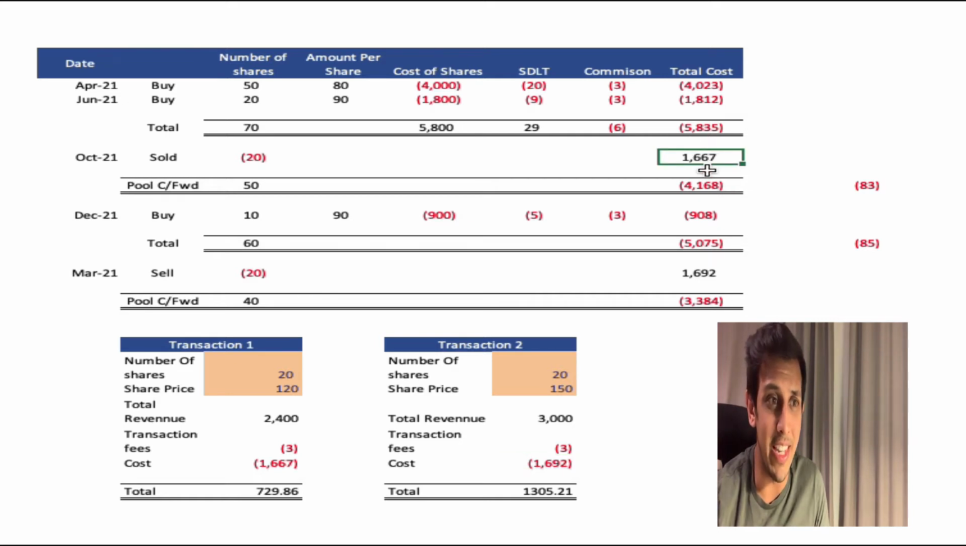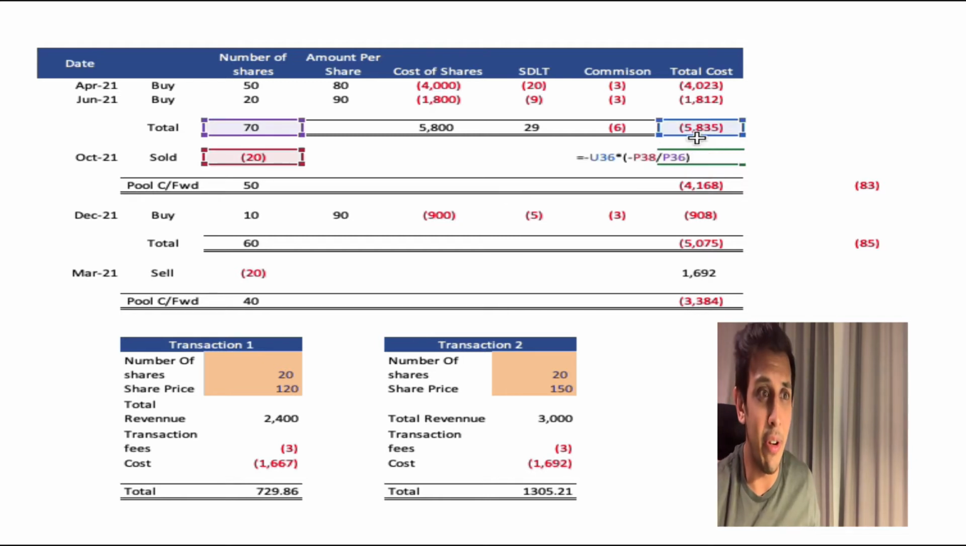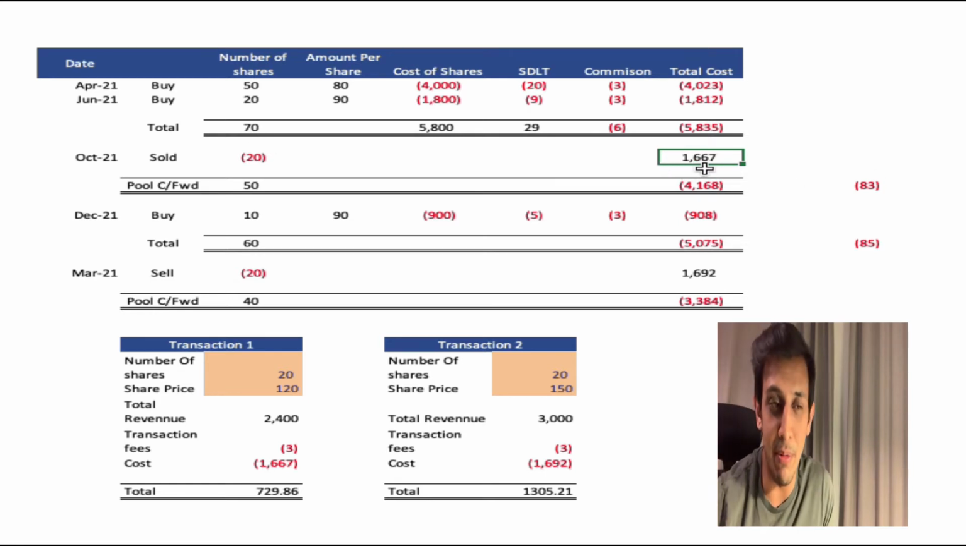Now, as you can see here, to get that average cost you take the 5,835 and multiply that by the 20 shares that you're selling, over the total amount of shares that you've got. So it's 70. So 5,835 times 20 over 70, which basically means that we've got 1,667. Now, that's the total cost.